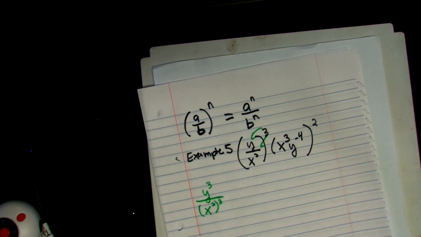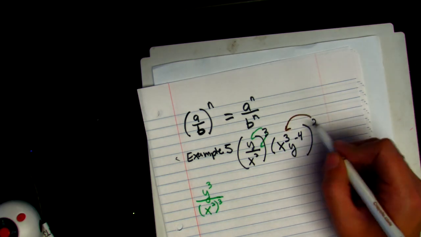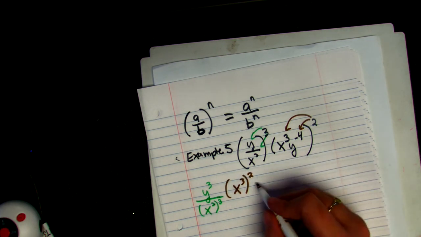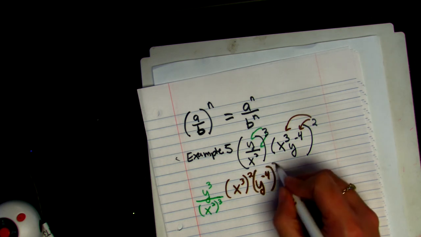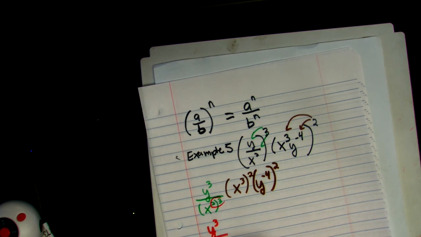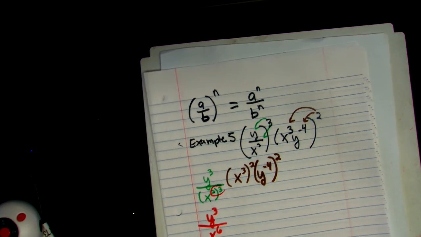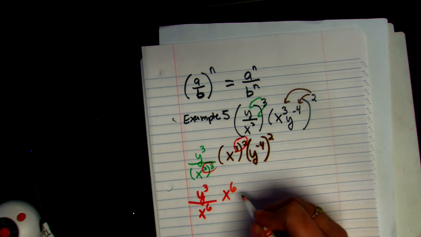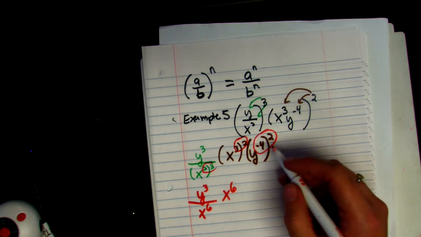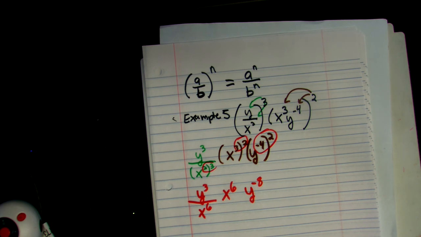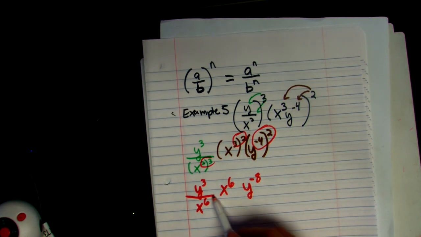All right, and then I'm going to go ahead and distribute this 2. So I have x to the third squared, and then I have y to the negative 4th squared. All right, and then I'm going to use my power of a power to simplify that. So remember, that means to multiply. So 2 times 3 is 6, so I have x to the 6th. And then power of a power, that's going to become y to the negative 8, because negative 4 times 2 is negative 8. All right, so to simplify from here, all of this is in my numerator.